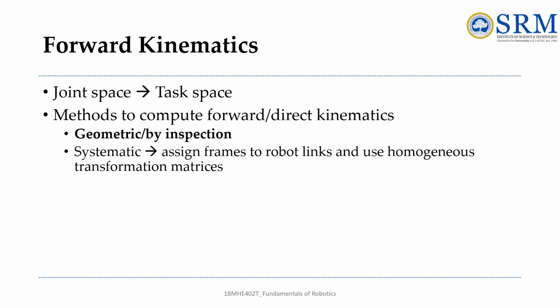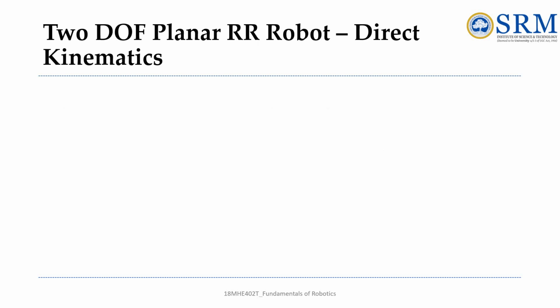The second method is the systematic approach. Here we have to assign frames to the robot links and you will be using homogeneous transformation matrices. In this lecture we will see only the geometric method. So first, consider this example of a planar RR robot, that is, it has 2 degrees of freedom. By using direct kinematics, we have to find the task space coordinates.